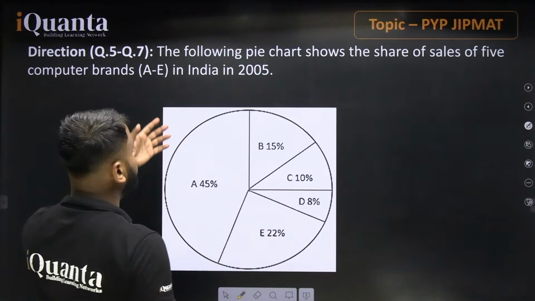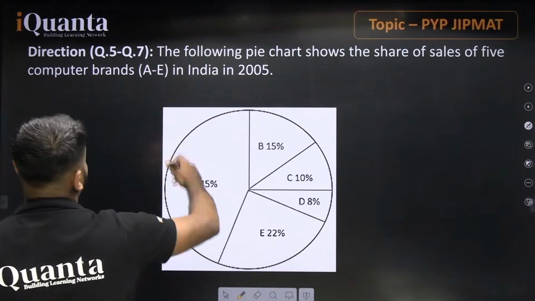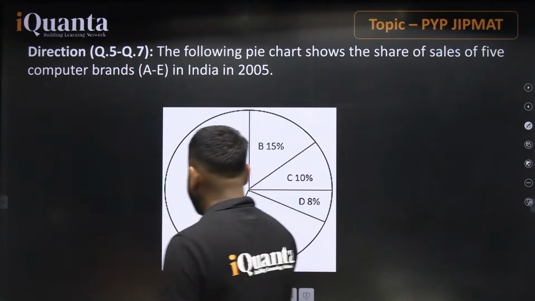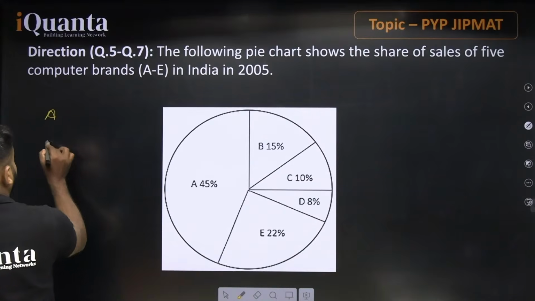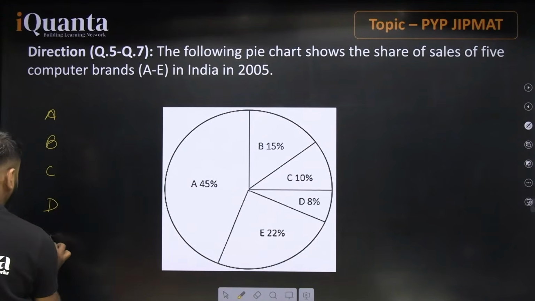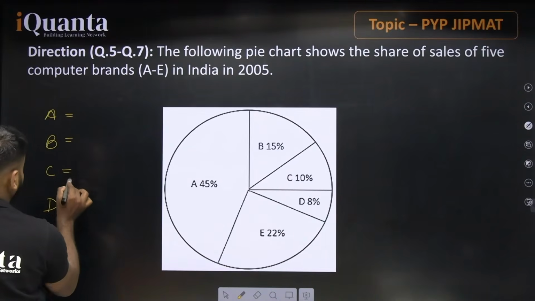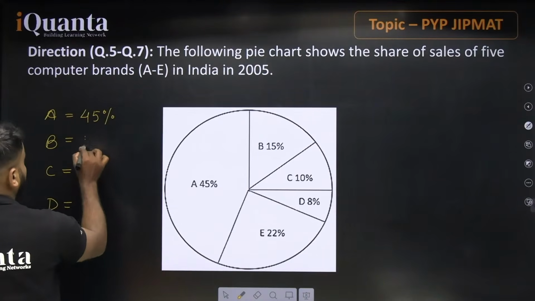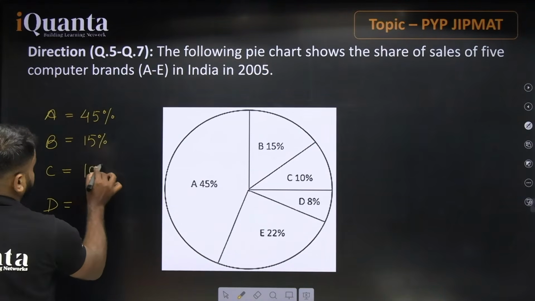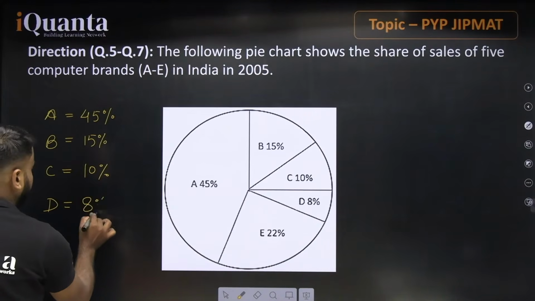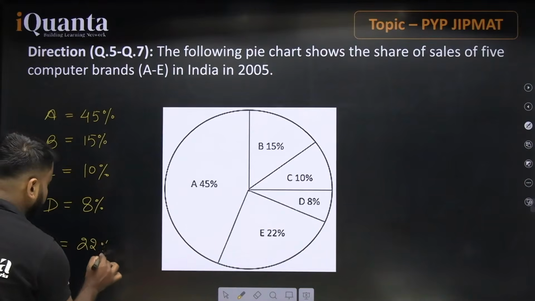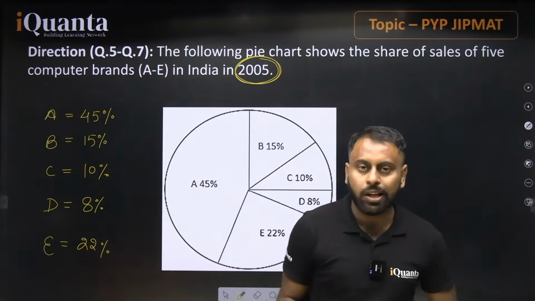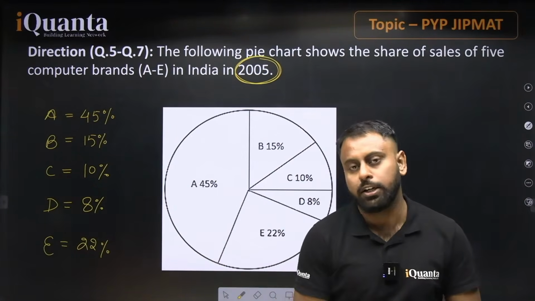The statement says the following pie chart shows the share of sales of 5 computer brands A to E in India. This is A, B, C, D, E. We have the given values. If talking about A, B, C, D and E, the shares are 45% for A, 15% for B, 10% for C, 8% for D, and 22% for E. So these are the data. Remember one important part, that the year mentioned is 2005. So the pie chart is just giving you the information about the year 2005.